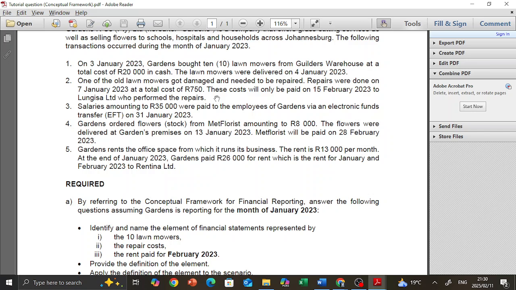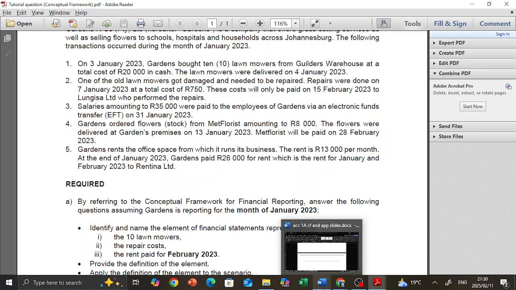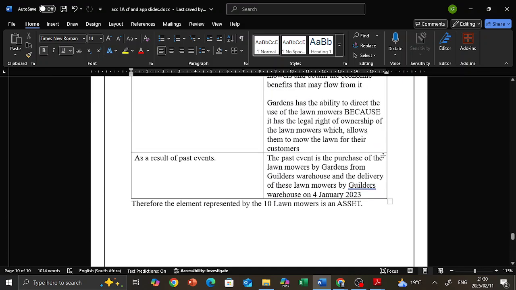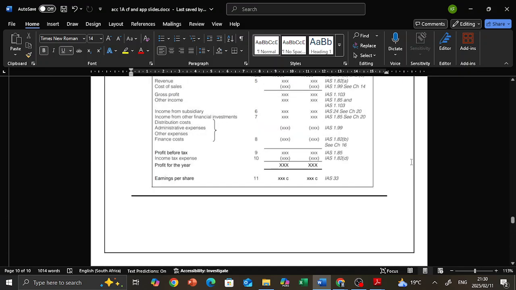Yes, I'm also agreeing with her, because it says it will only be paid on 15 February and the services were done on, is it 7 January? Yes, that is correct. But the thing is, guys, this is my debate, and hear me out. This is an important question. The reason why I would say it could also be an expense and not get marked incorrectly is because, let me show you why.